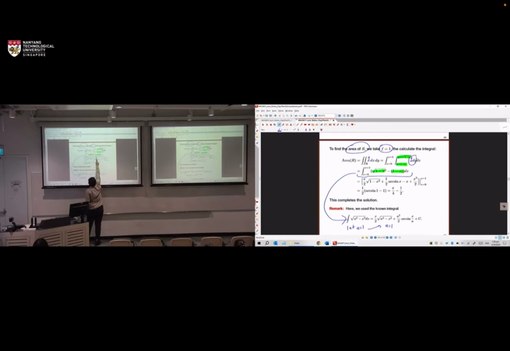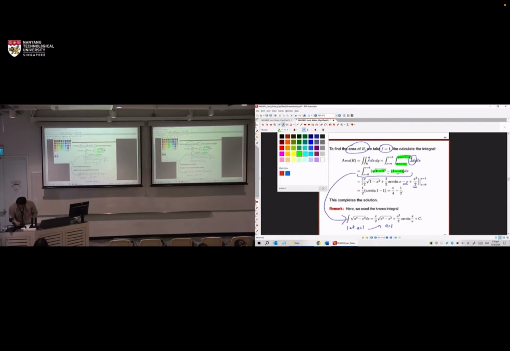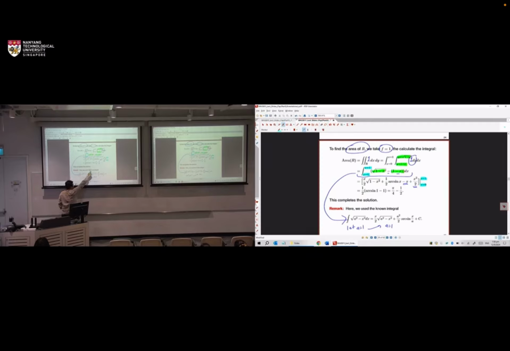But this one can integrate easily. Negative, minus 1 minus x, so you get a negative x, then negative, so it becomes positive x squared over 2. And don't forget, sometimes students are very careless: your x equal to 1 and x equal to 0. So evaluate the limits. Sub in x equal to 1 for the upper limit, minus sub in x equal to 0. Press the calculator, arcsine, you get this answer. This completes the solution.